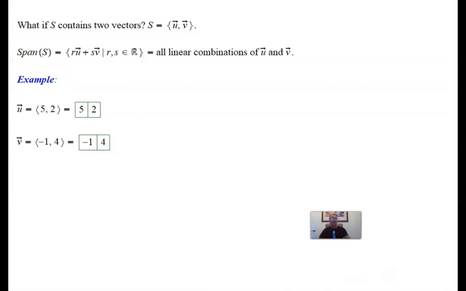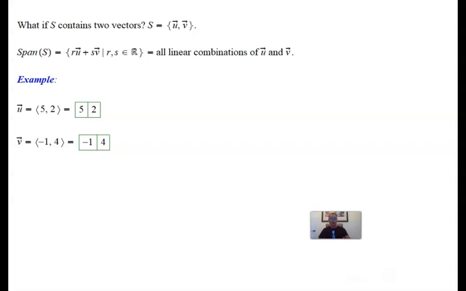So let's move on now to the case where S contains 2 vectors. So let's say those vectors are u and v. So now the span of S will be all vectors r times u plus s times v, where r and s are real numbers. In other words, these are all the possible linear combinations of u and v. So let's add on to our previous example. We had u, which was 5, 2, and now let's make another vector. Let's call it v. That'll be negative 1, 4.